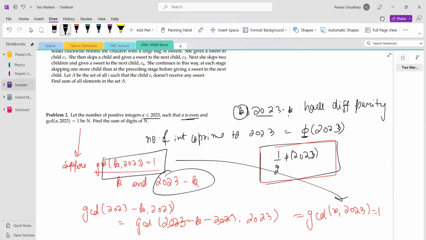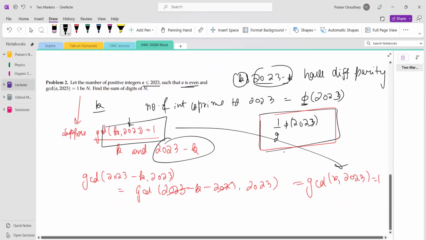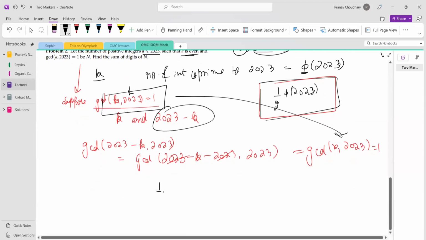Like if k is odd, then odd minus odd should be even. And similarly, you can do it for even. So let's say you have a number which is co-prime and it's odd, then you know that 2023 minus k would be co-prime as well, but it will be even, right? So using this idea, it's just like half of phi of 2023. And let's just calculate that.